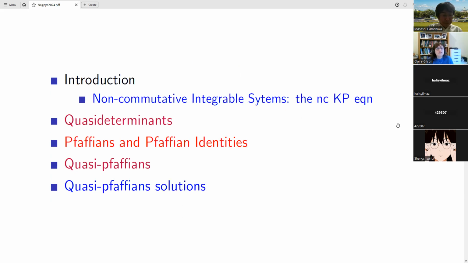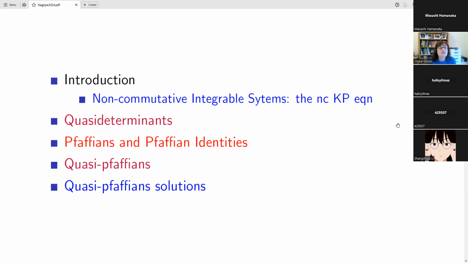Okay, so I'm going to start by saying a tiny bit about the non-commutative KP equation, partly because that's my favorite equation. And then I know you've had some talks last week on quasi-determinants, so I will tell you some of the basic things that are useful for this talk, but I won't say too much about quasi-determinants. I'll then tell you about Pfaffians, because people are less familiar with Pfaffians than they are with determinants and Wronskians and such like. So I'm going to tell you a bit about Pfaffians and Pfaffian identities.